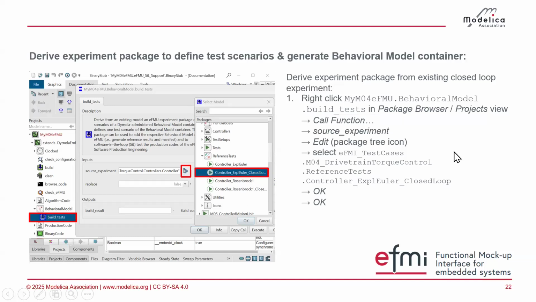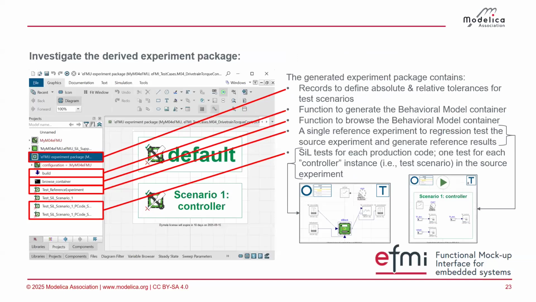And then what happens is we generate what we call an experiment package, which is a new generated package, where you can do the software in the loop tests against this original experiment. Now, if you look into this generated package, it's interesting. If you double click the root of the package and go to the graphics view, you should get this view here. And essentially, you see in this view, in this case, we have only one scenario because there was only one instance of the controller.